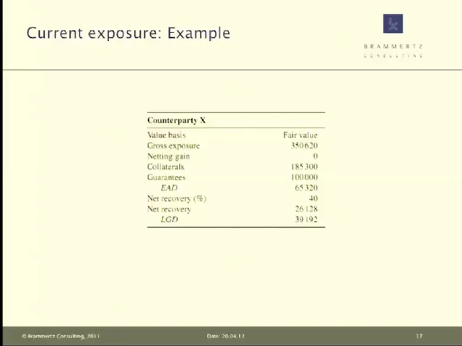But the person has given 185,300 collaterals, and that is also measured in fair value. So it's fair value, what you're getting there. And then somebody has guaranteed 100,000. So you deduct from the 350, the 185 and the 100, and you're left with 65. So your real exposure is 65.